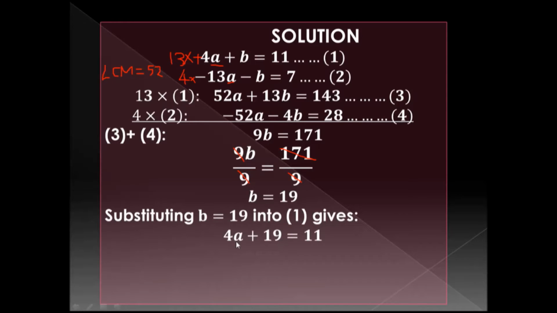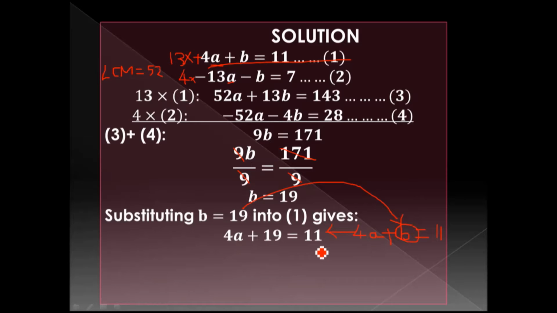So this would develop to 4a plus 19. Notice how I've just transformed some of the original terms in equation 1, your equation 1 right here, which were 4a plus b is equal to 11. And how I plugged in the numerical equivalent of b to occupy the position of b in equation 1. Hence, we end up with this equation.